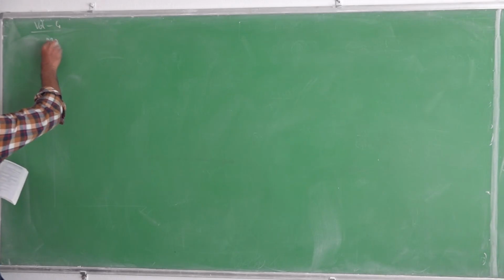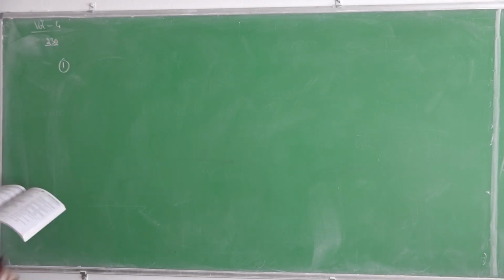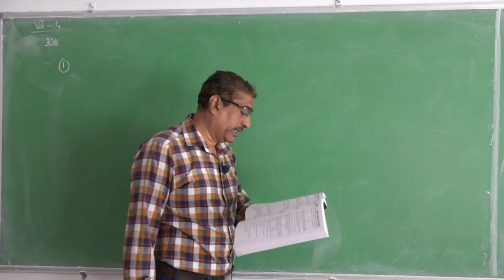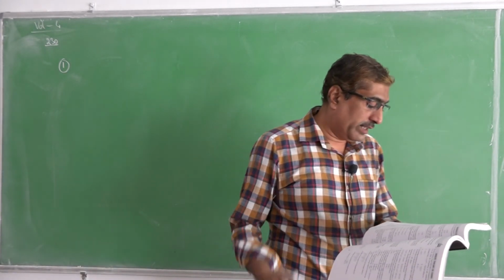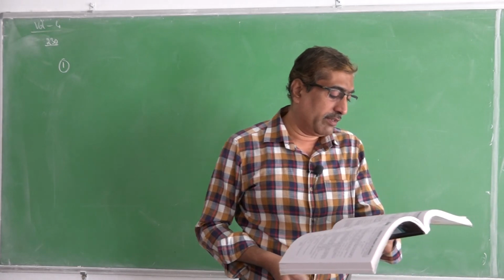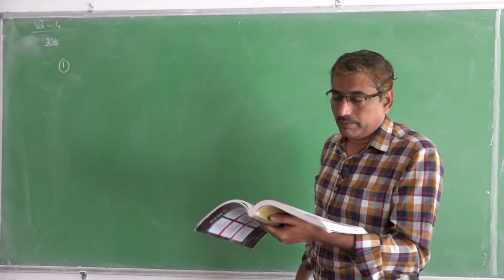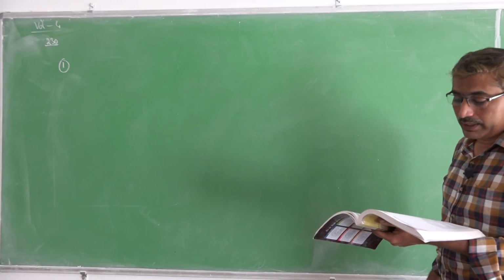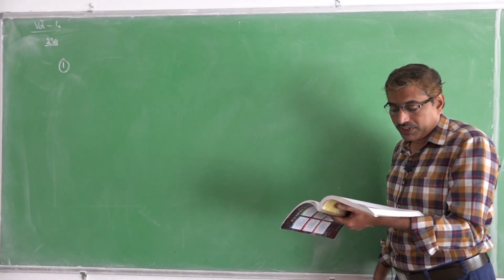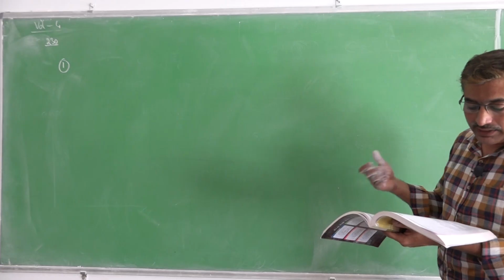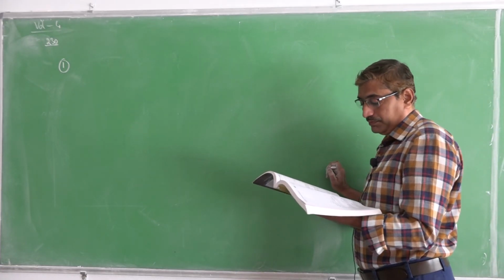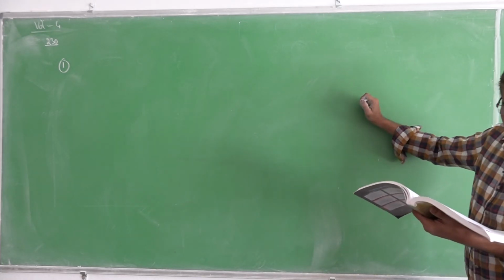230, next level, first one. At what temperature the mean kinetic energy of hydrogen molecules increases to such an extent that they will escape out of the gravitational field of Earth forever? Okay. So at what temperature the mean kinetic energy of hydrogen molecules increases to such an extent that they will escape out of gravitational field?